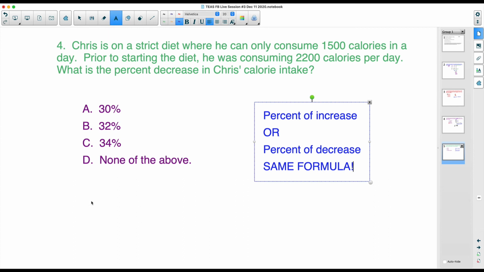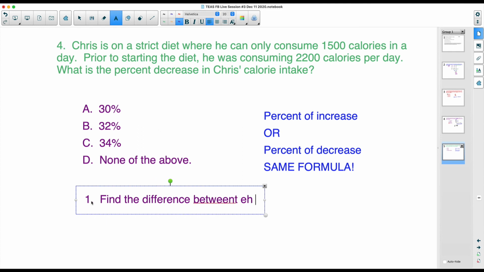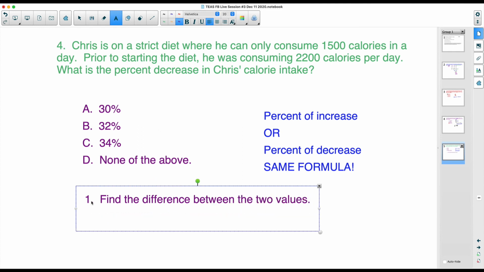The first thing you want to do to find percent of increase or decrease is step 1, find the difference between the two values. So let's go ahead and do that. We got 2,200 calories. We subtract 1,500 calories. That is a difference of 700 calories. So he's actually consuming 700 fewer calories per day.